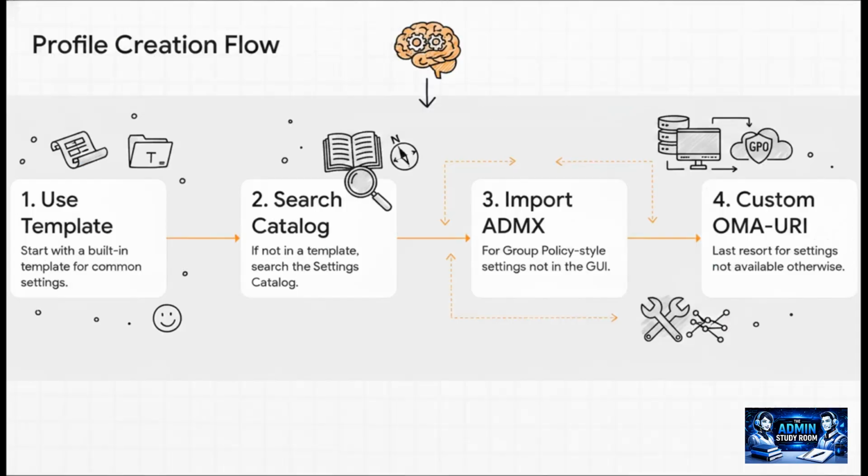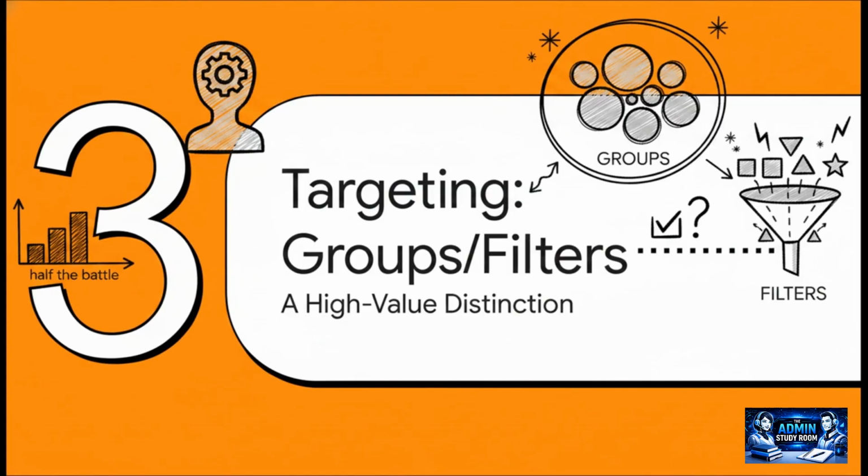So the key here is to have a mental workflow, a kind of order of operations. Whenever a new request comes in, you always start with the easiest path. Is there a built-in template for this? No? Okay, your next stop every single time should be the settings catalog. It's just so comprehensive. Now, if you're trying to mirror a GPO, that's your cue to look at ADMX import. And only, and I mean only, after you've tried those three should you even think about messing with a custom OMA-URI profile. Okay, let's move on to our next section.